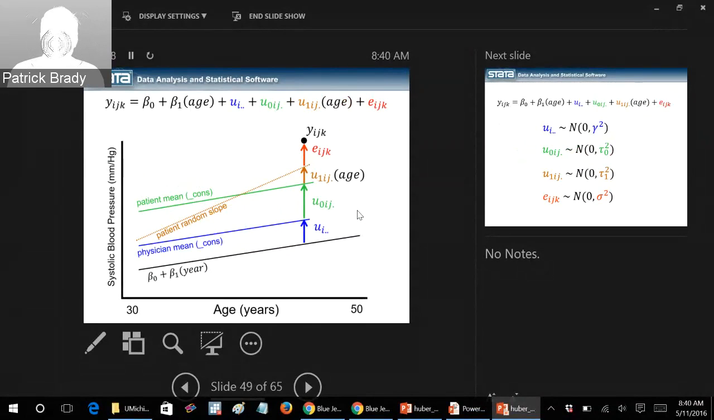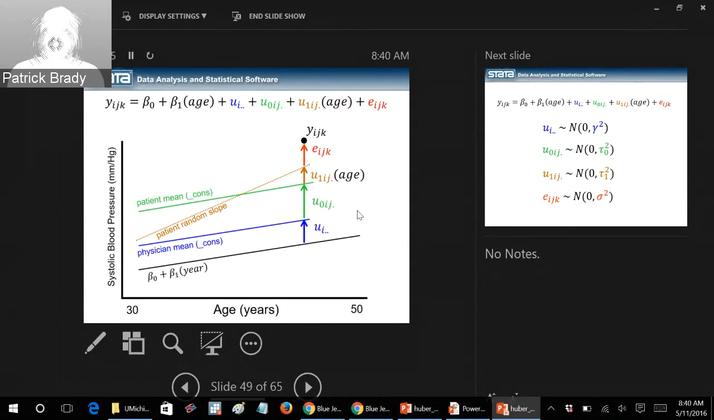Okay, so now I fit a longitudinal model for repeated observations within patient, and the patients themselves are nested within physician. And that model at the top would be a simple way of writing this. This might be a good starting point. So again, I'm assuming a straight line change over time.